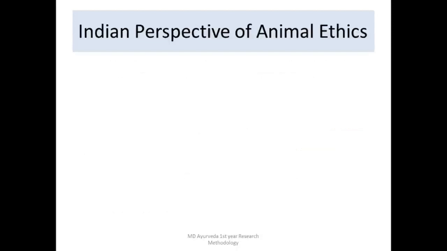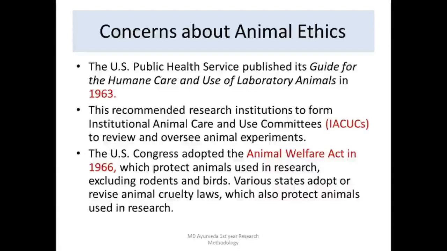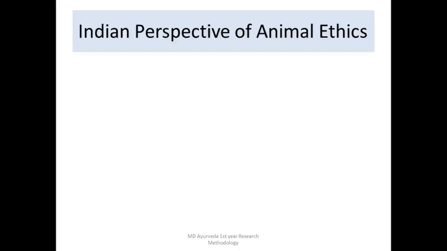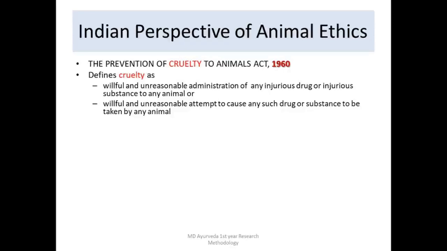It would be a great surprise to many of us that although the US adopted the Animal Welfare Act in 1966, India adopted the Prevention of Cruelty to Animals Act in 1960 itself. This act defines cruelty in terms of research as the willful and unreasonable administration of any injurious drug or injurious substance to any animal, or a willful and unreasonable attempt to cause any such drug or substance to be taken by any animal.